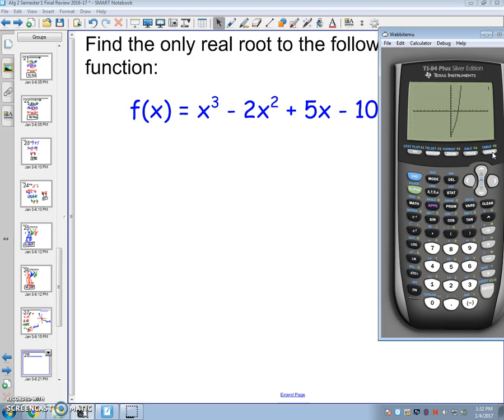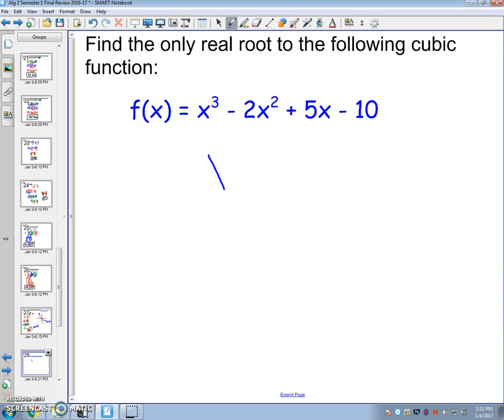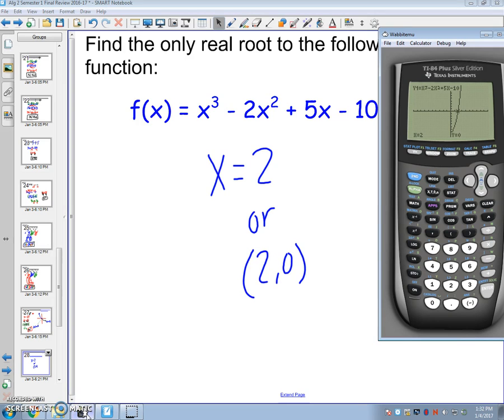So it's a nice number. It looks like it goes to 2. If you're not sure, you just click trace and you type the number you think. I think it was 2. And it says when x is 2, y is 0. So my answer here is x equals 2. Or you could just say 2, 0. Now, if you want, you could also do second graph to see the table, and you see where the y is 0. Not x, but y. It's where x is 2.